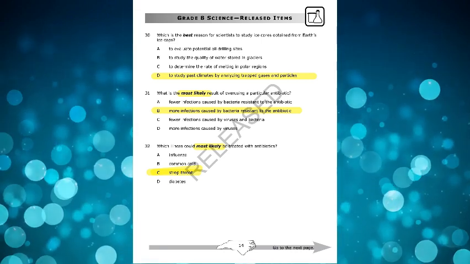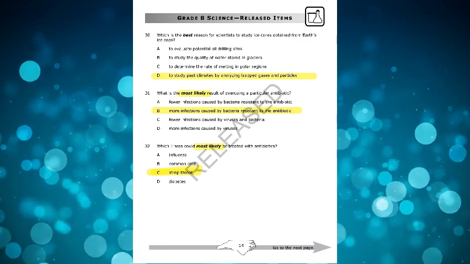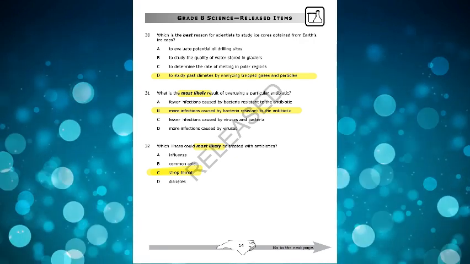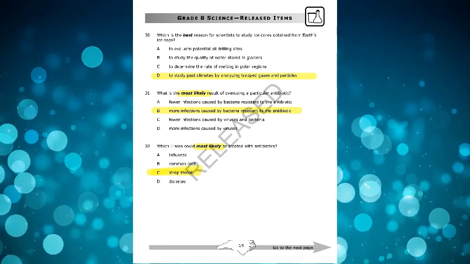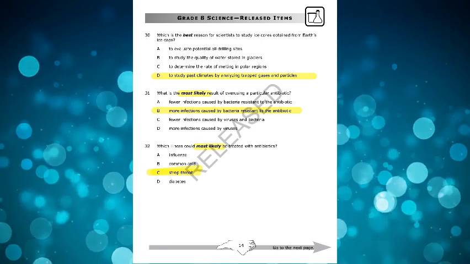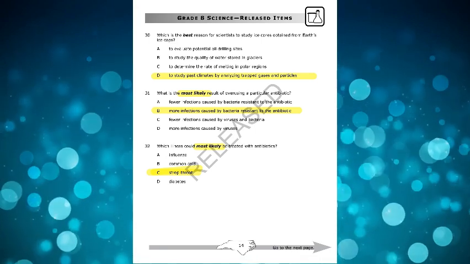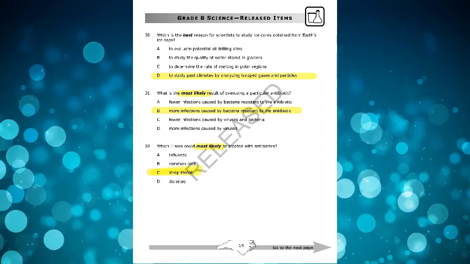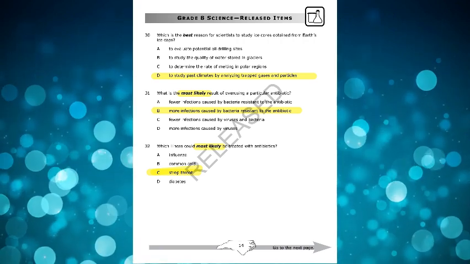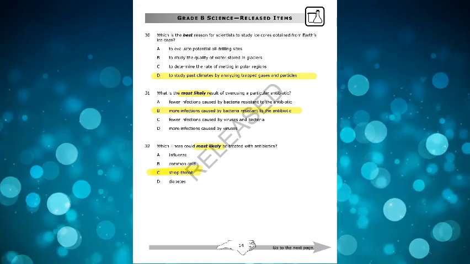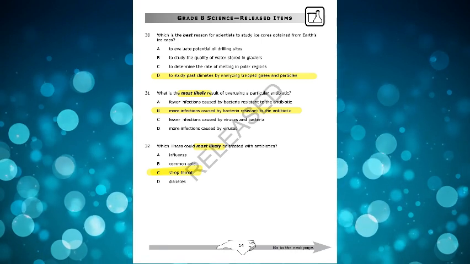So, what is most likely the result of overusing a particular antibiotic? And this is B, more infections caused by bacteria resistant to the antibiotic. Again, when you overuse the antibiotic, you make it so that that antibiotic becomes less effective because bacteria begin to mutate and become resistant to that antibiotic, so that when you go to use it again, it's no longer effective against that particular strain of bacteria.